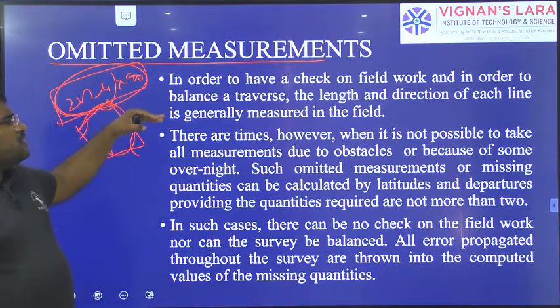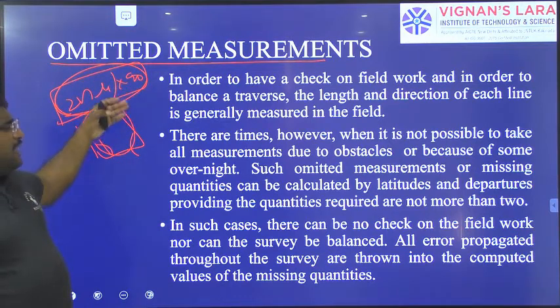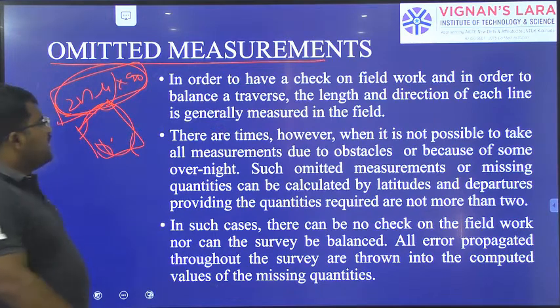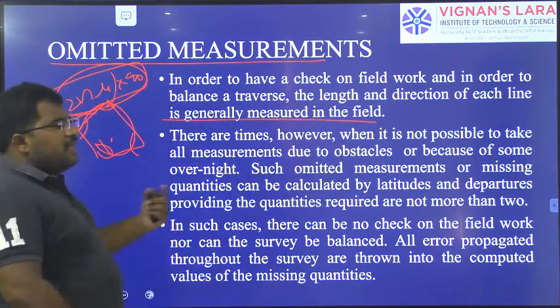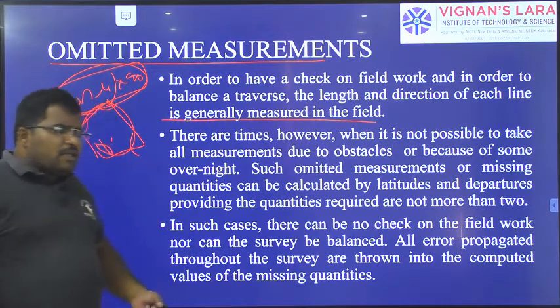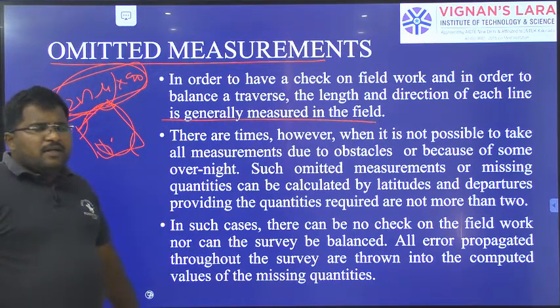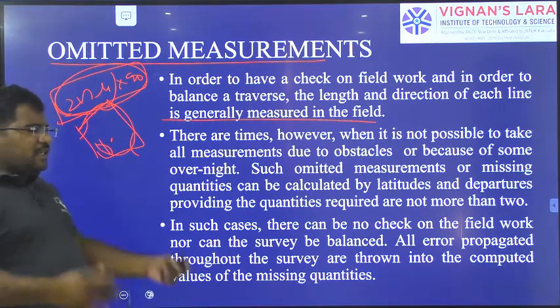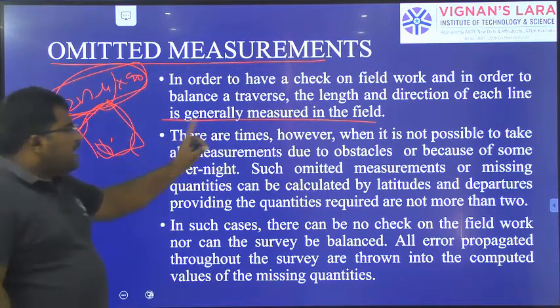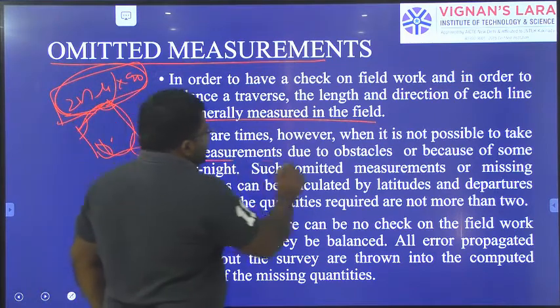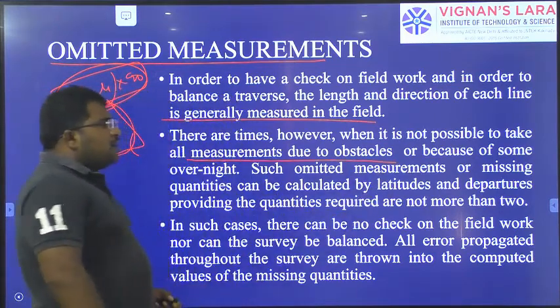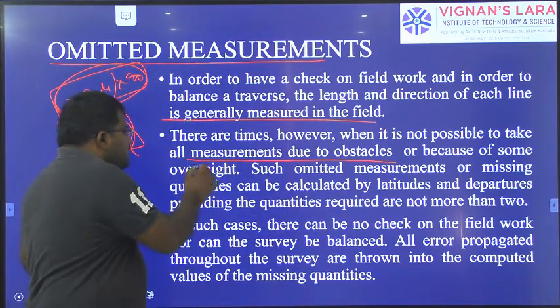If we want to do plotting as well as the balance, the length and direction of each line is generally measured in the field. In the case of a traverse, we are going to measure the length and direction on the field. But there are times, however, when it is not possible to take measurements due to obstacles or because of some oversight.